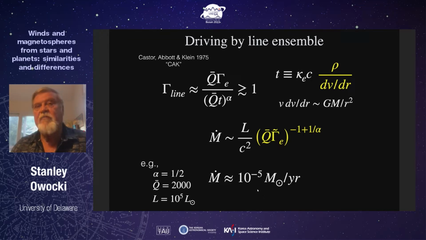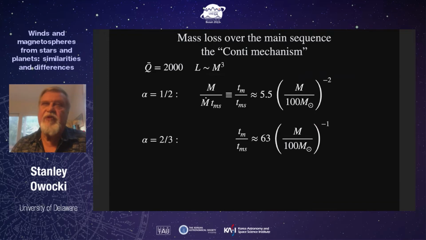And this mass loss rate can be quite important for the evolution of the star because it can be quite strong. For example, there's something called the Conti mechanism, which says that massive stars can actually shed some of their mass during their main sequence lifetime just through their stellar wind. They can shed their hydrogen envelope. If you plug in parameters like Q bar of 2000, and luminosity scales like mass cubed on the main sequence, then you get a scaling formula for what fraction of the mass of the star is lost in the stellar wind over its main sequence lifetime.